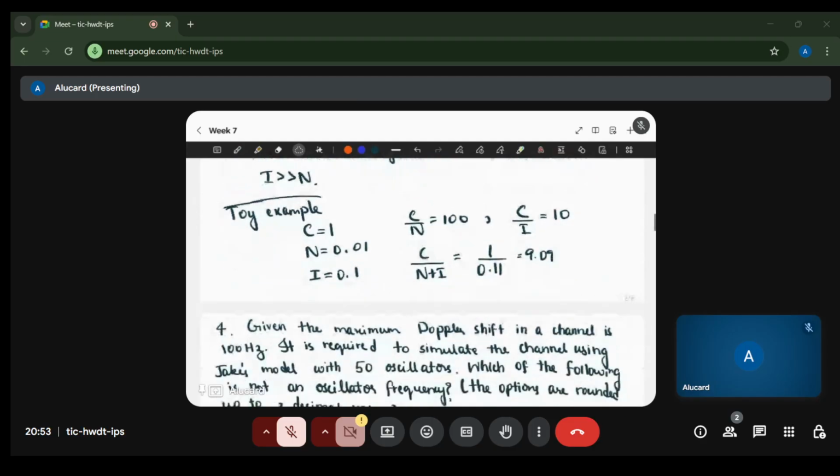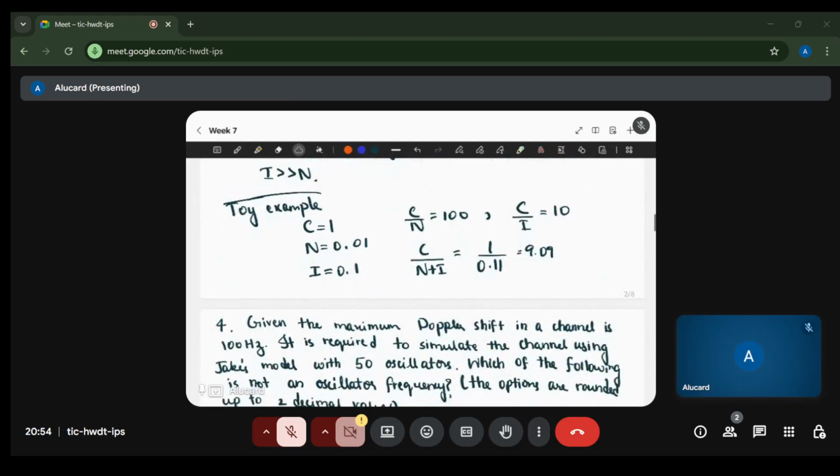And you can just take an example. For the same C we have taken 1, I is 0.1. Since N is much less than I, N is 0.01. C over N is 100, which is much greater than C over I, which is 10. And C over N plus I is 9.09, which is approximately equal to C over I. And the larger I is when compared to N, the lesser effect N will tend to have.